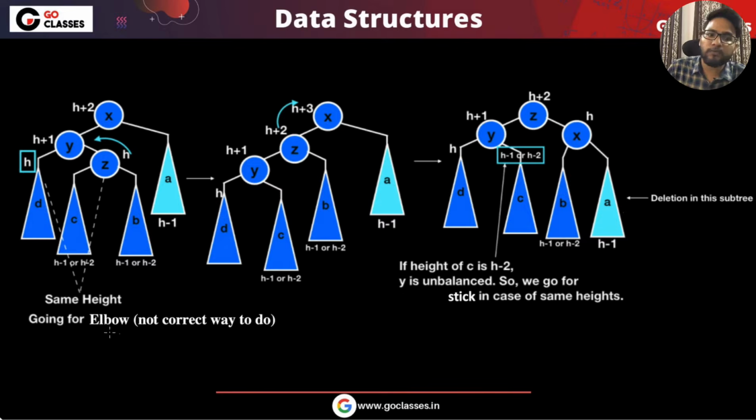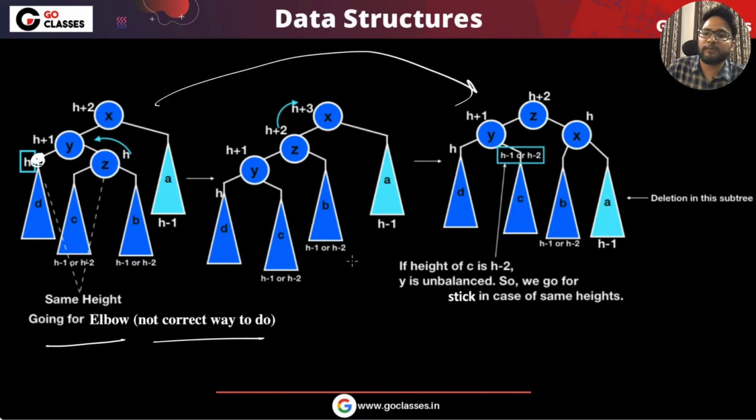Like this is the third case, when the heights are the same. Suppose this node's height and this height are the same, and I'm going for the elbow, which is actually wrong. Going for an elbow is not a correct way to do it. So what I will do is rotate. Actually, I know how to rotate directly.